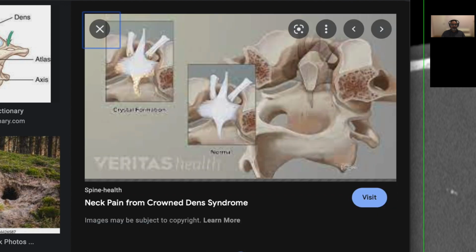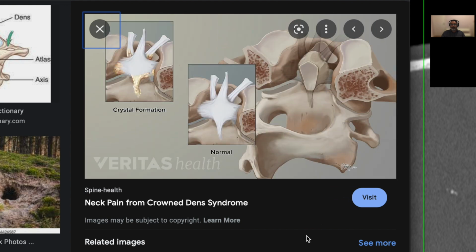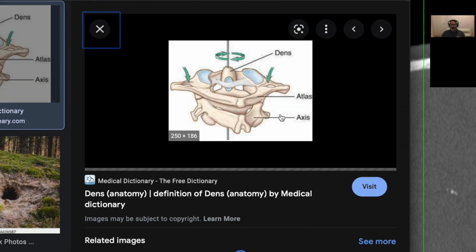Well, this is good. So they've cut C1 out, but that's C2. Yeah, that's cut out. So yeah, never mind. No, this is good. Simple little one. C2, that's the dens, and there's C1. So that's how it rotates. That's why it's the axis.